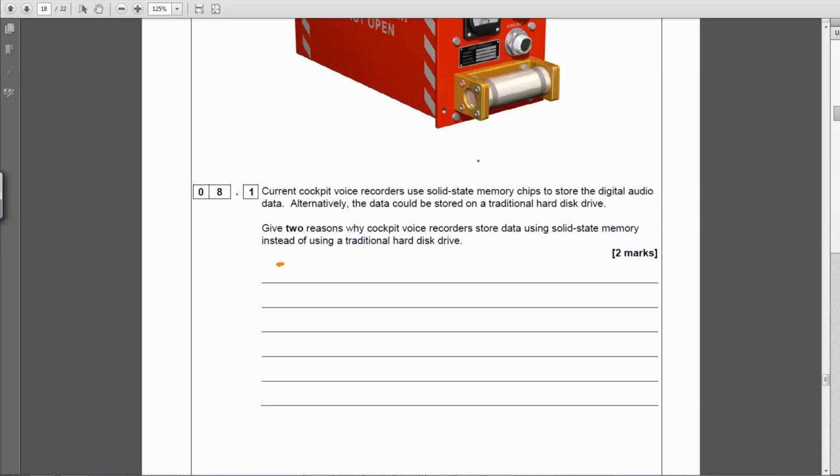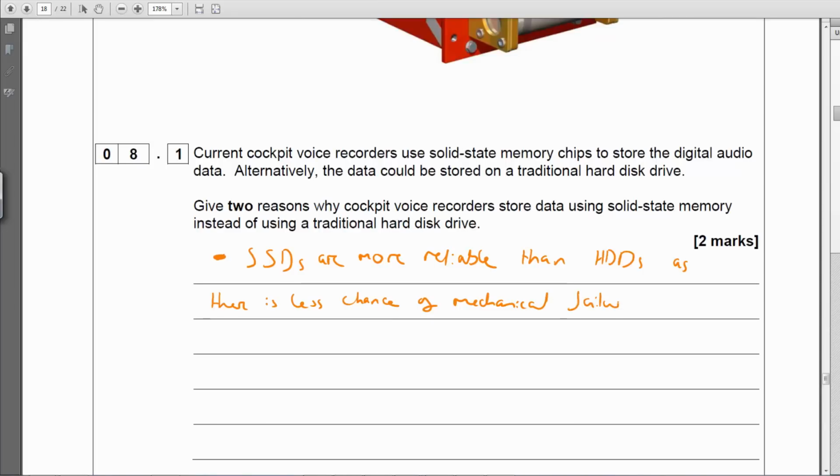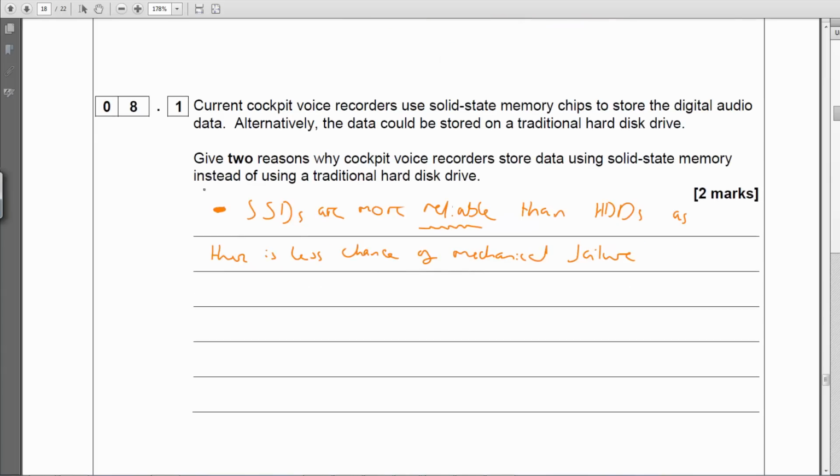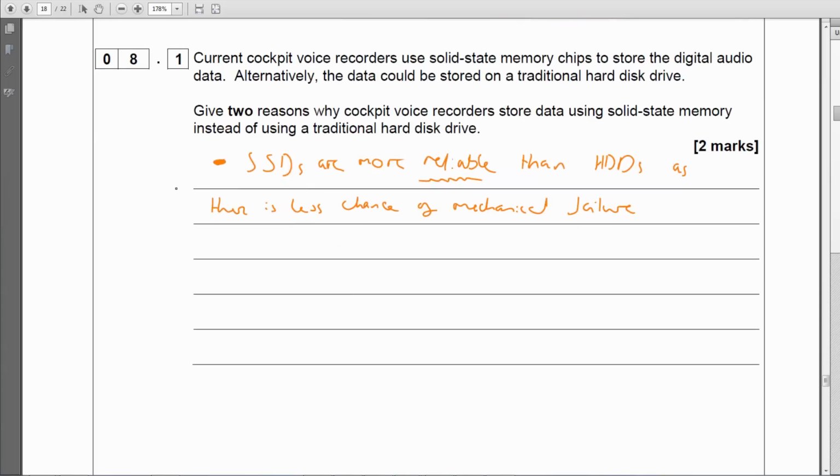So let's write that. I've used a bit of a key term, which is reliability. This is how much you can depend on the device not to fail, and because you have these mechanical parts, they're much more likely to fail than SSDs, and you don't want this really crucial bit of kit on the aircraft to fail, especially when it's going to be used after there's a collision.